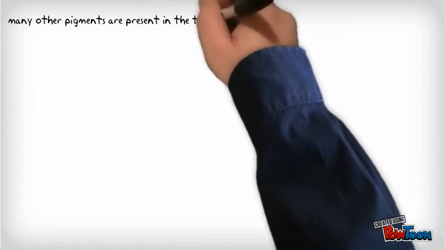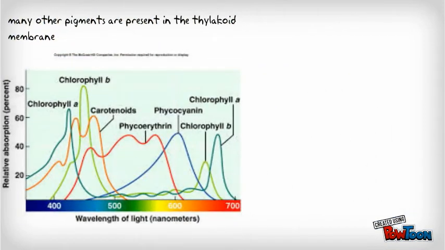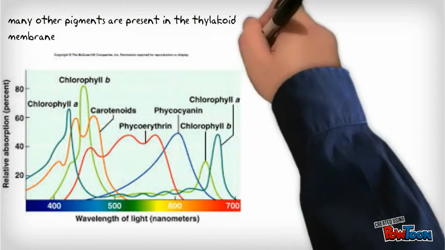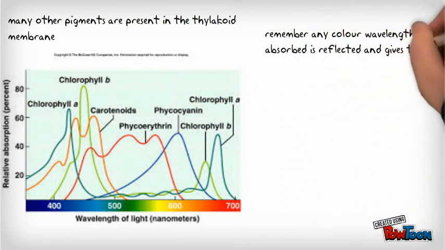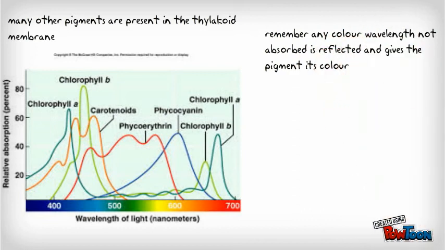On the next slide, we're seeing the absorption of some of the accessory pigments. So there are other pigments besides just chlorophyll A and chlorophyll B, and these pigments help the plant absorb light from all different parts of the visible spectrum.